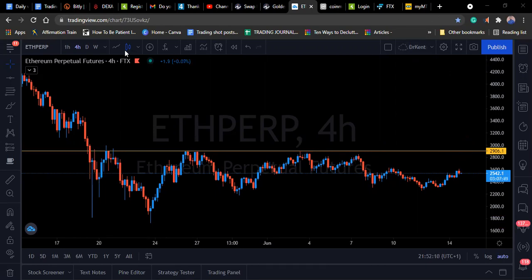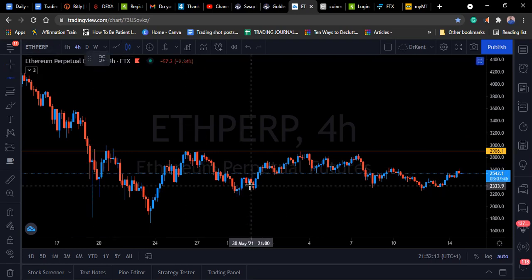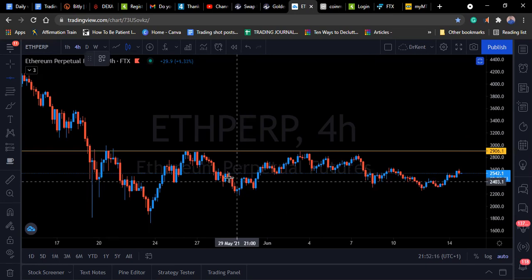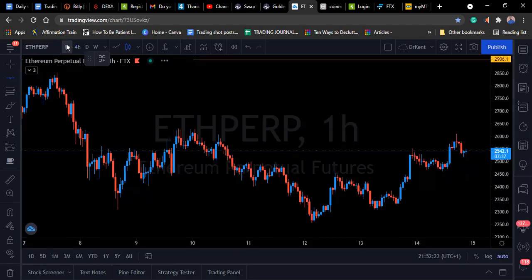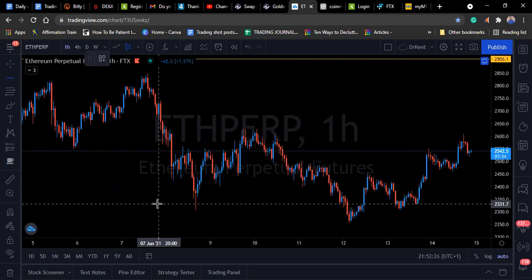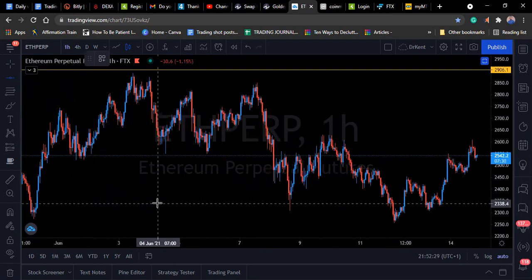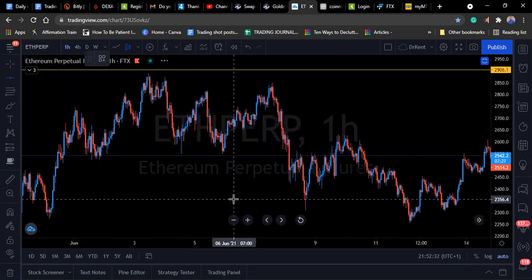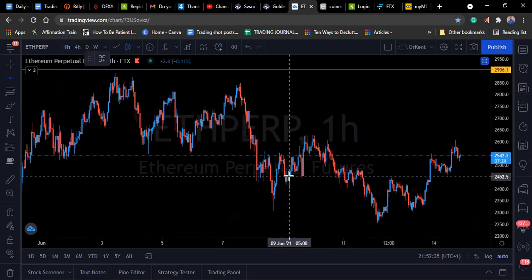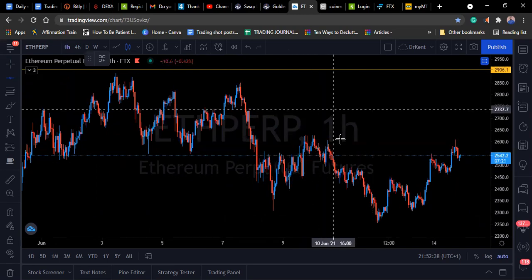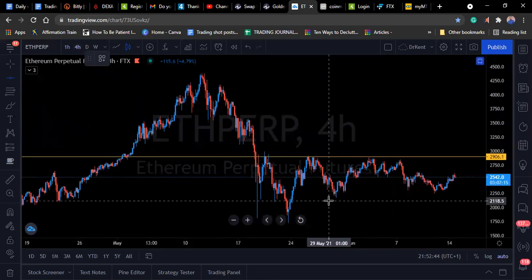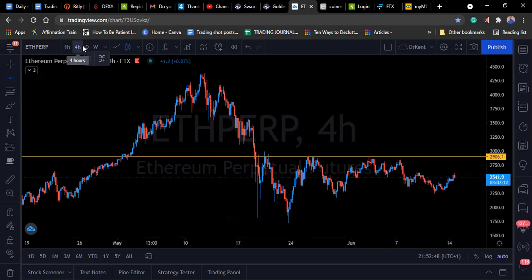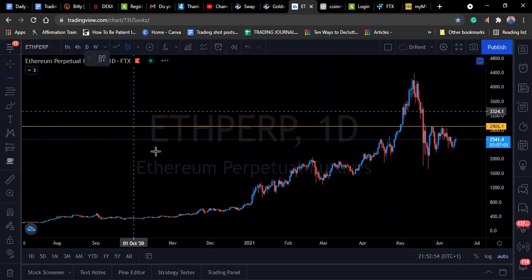Then you could also go a step lower by looking at H1. If you're trading on H1, to identify your key levels, you look at the H4 chart. If you're trading on H4, to identify your key levels, you look at the daily chart.